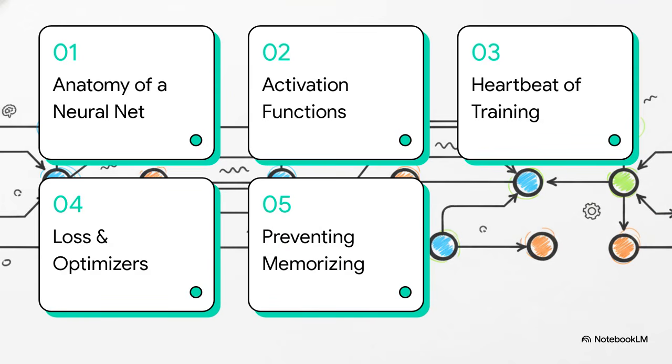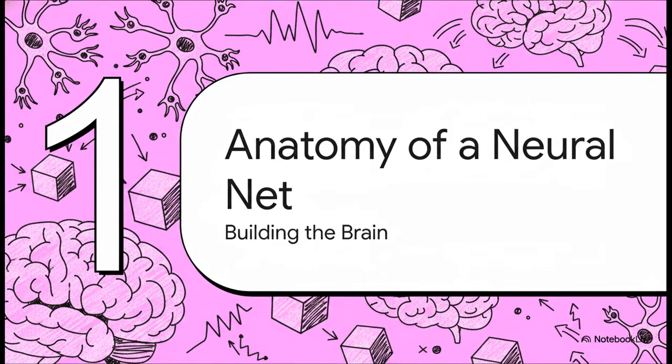Here's our roadmap for this explainer. 1. Anatomy of a neural network. 2. Activation functions, the spark. 3. The heartbeat of training. 4. Loss functions and optimizers. And 5. Preventing AI from memorizing. Let's kick things off with Section 1, Anatomy of a Neural Network.